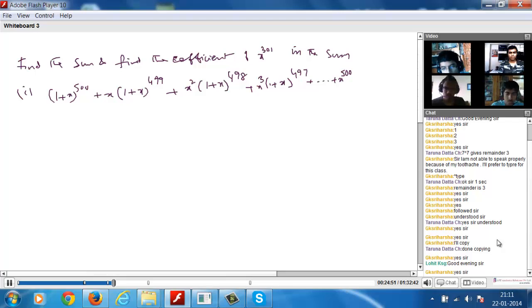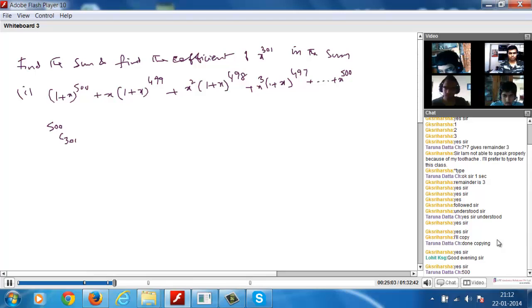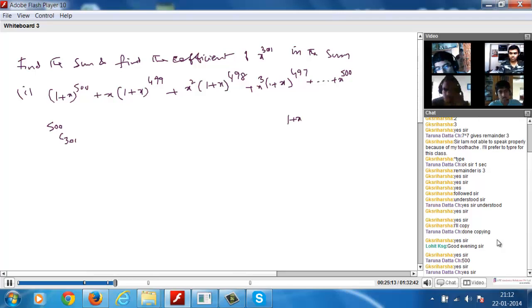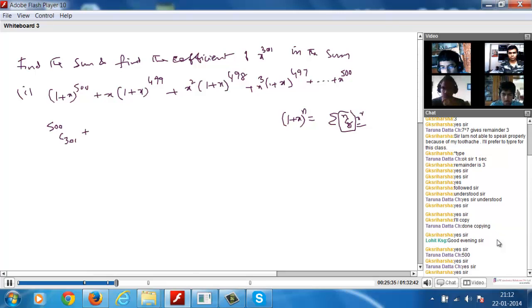And in how many terms you may see x power 301? In 1 plus x whole power 500 you will see it. In 1 plus x whole to the power 499 into x you will find it. So in the first term it is 500c301, because when I write 1 plus x whole to the power n, each term is sigma ncr into x to the power r, right? So x power r coefficient is ncr.